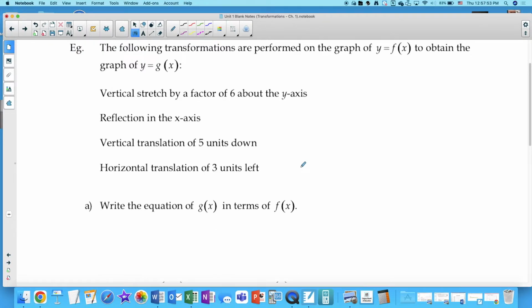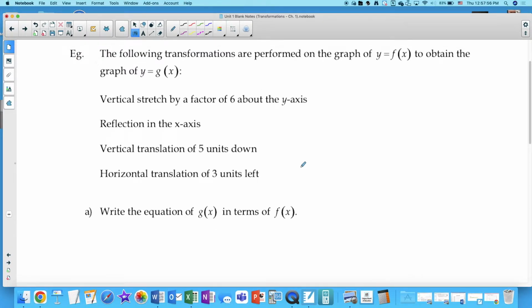Okay, so vertical stretch about the y-axis, stretched vertically. What does that tell us? The a value. Yeah, so right now, we should also look to the reflections. The reflection is happening in the x-axis. So it's a vertical, yeah, right? It's a vertical reflection. Okay, so both of these tell us that the a value is negative 6.